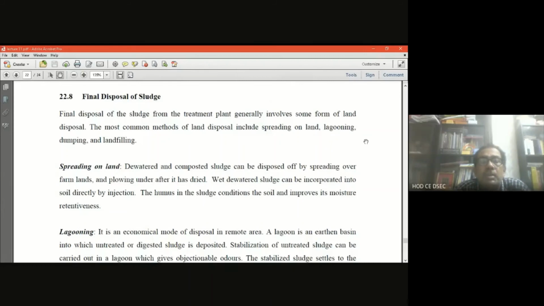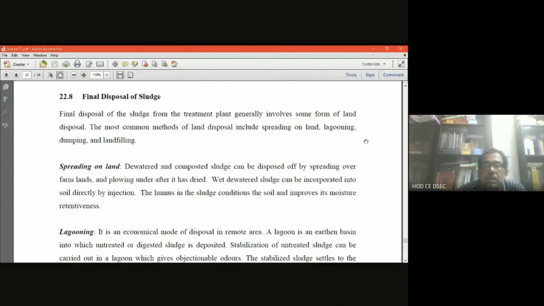The most common methods of land disposal include spreading on land, of course the land area is required, lagooning, dumping, and landfilling. Spreading on land means deodored and composted sludge can be disposed of by spreading over farmland and ploughing under after it has dried. Why farmland? Because of the phosphorus and nitrogen addition like fertilizer, it will increase the fertility of the soil and improve the soil condition.